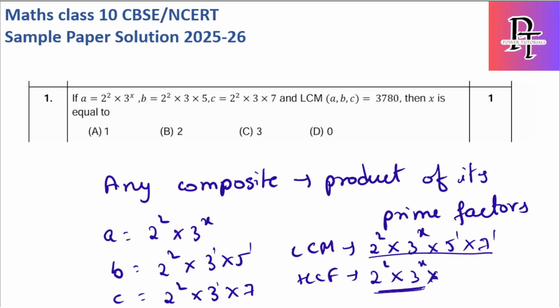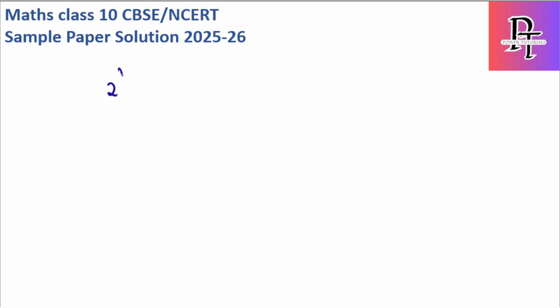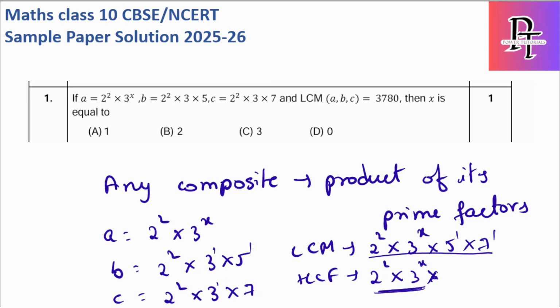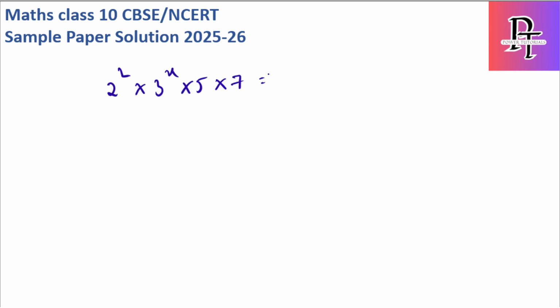So what they have mentioned, the LCM value is 3780. Okay, so 2 square into 3 power x into 5 into 7 is equal to 3780. Okay, let's divide with each. Let's divide with 5 first. 5 7s are 35, 28, 5 5s are 25, 30, 5 6s are 30. Okay, let's divide by 7. 7 1s are 7, 7 8s are 56, so 108.